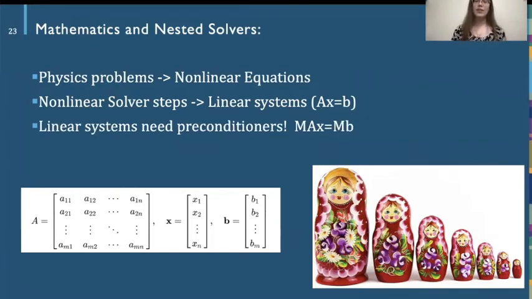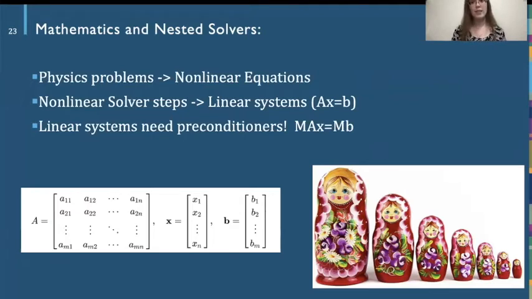Now, solving linear systems on a large computer is a little different from what you learned in your linear algebra class. We can't use Gaussian elimination because it takes too much storage on the computer. So what we use are called iterative methods. And to help iterative methods converge to the right solution, we need to use preconditioners with our linear systems.